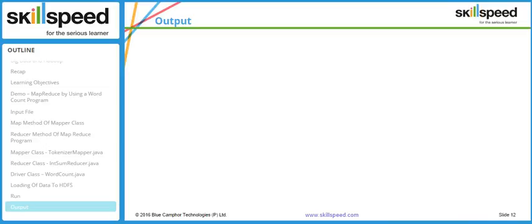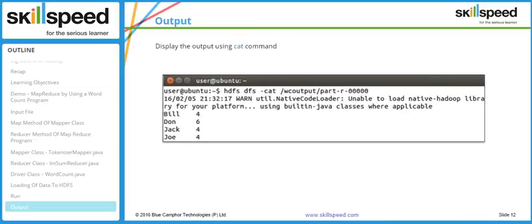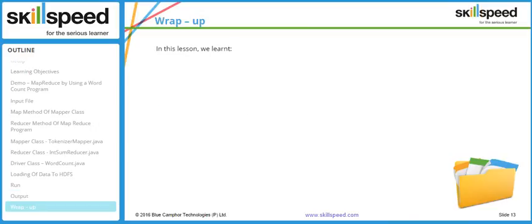Now once the program successfully finishes, we can check the output by typing hdfs dfs -cat / the output directory, which is wc_output/part-r-00000. As you can see, the word count program successfully ran, giving us the output of each word in the input file. So to wrap up, in this particular lesson, we have demonstrated the code snippet and ran a word count example successfully. That's all for this lesson.